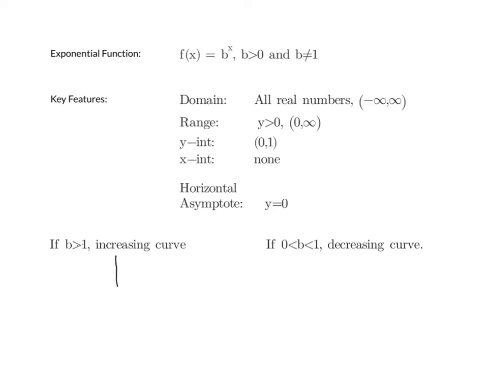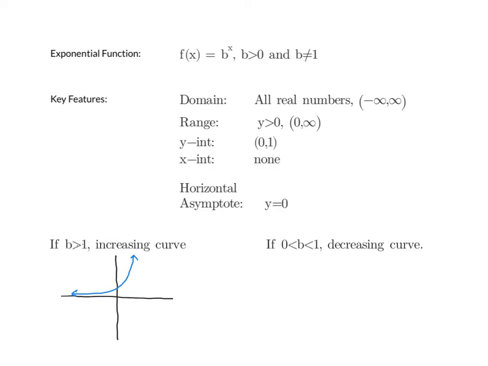We have two basic graphs when it comes to graphing exponential graphs. The first one is if b is greater than 1. This is going to be an increasing curve. It will look something like this. So notice on the left side, this graph gets closer and closer to the x-axis, but it never actually touches or crosses the x-axis.